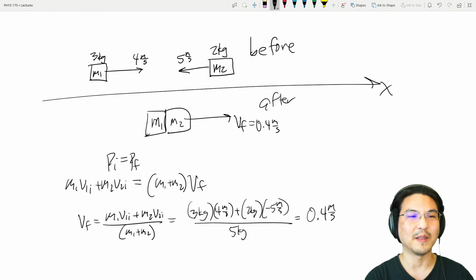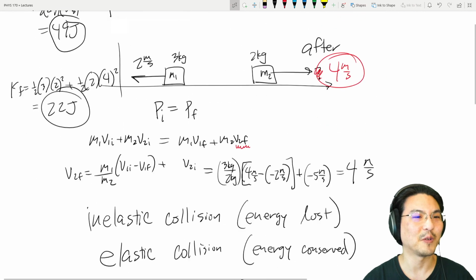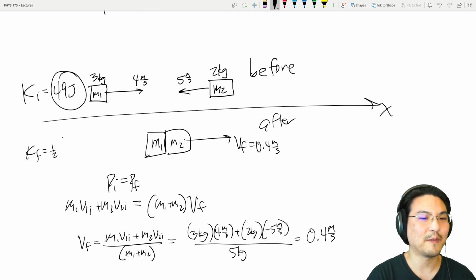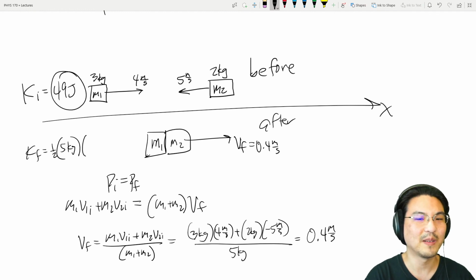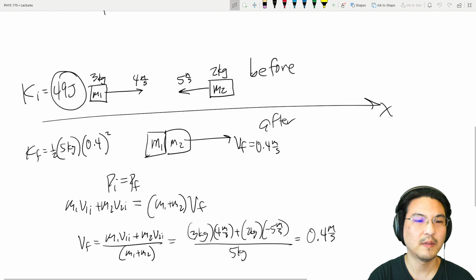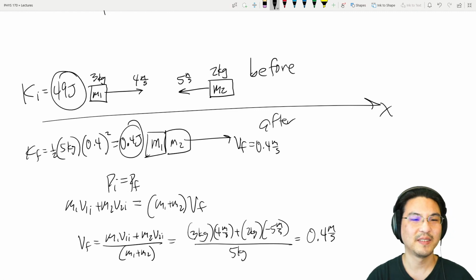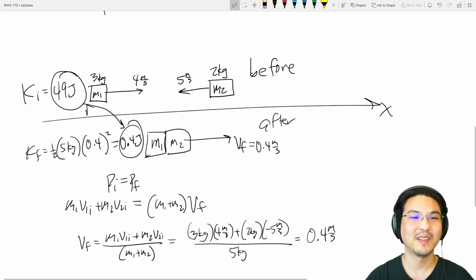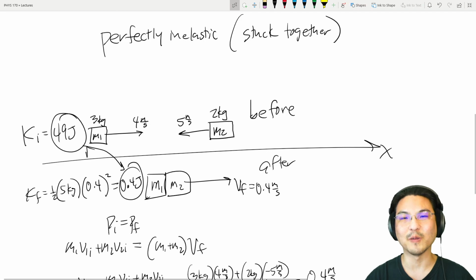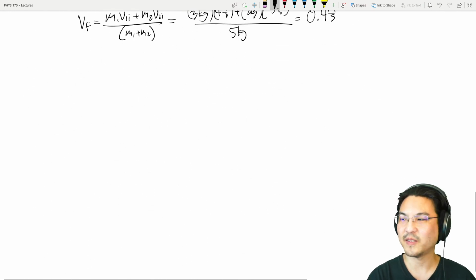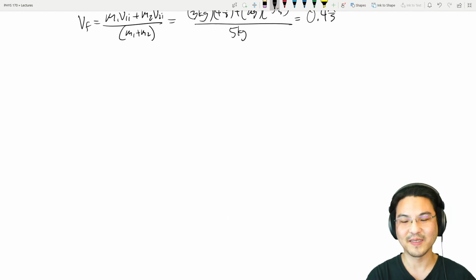We solved that. And then how much energy here? So the energy here was 49 joules. How about over here? Final, 1/2 mass, so the two stuck together, 5 kilograms, 0.4 squared equals 0.4 joules. So look how much energy was lost in this perfectly inelastic collision where the objects stuck together. And this is in fact the most energy you could lose when they stick together. Okay. Let's save elastic collisions for another video. Okay, so I'll see you on that next video.